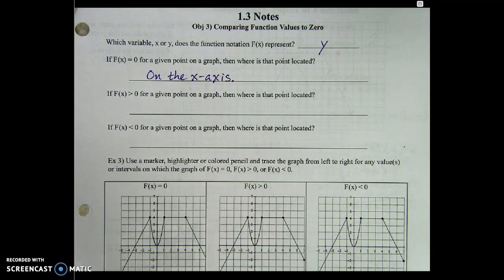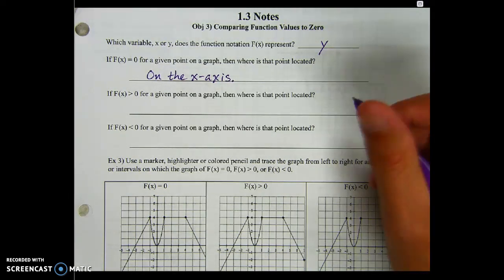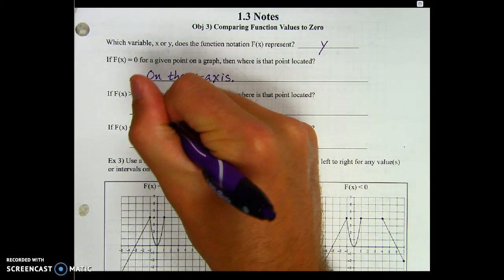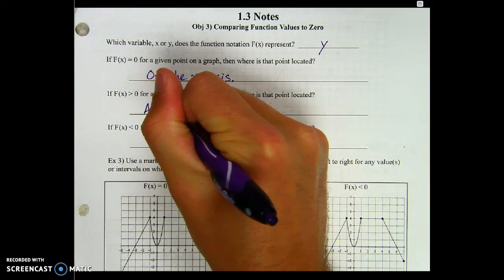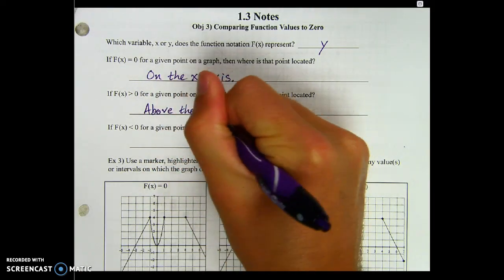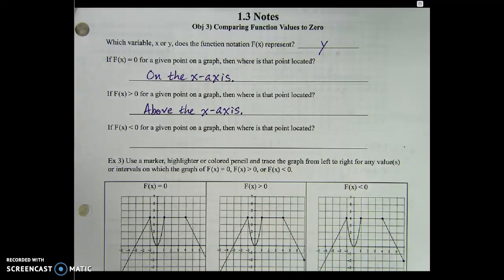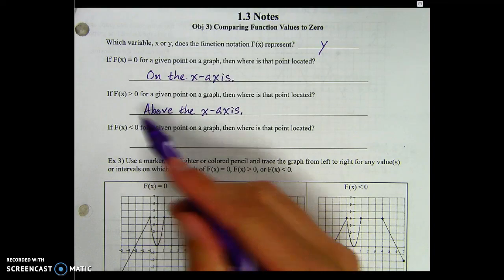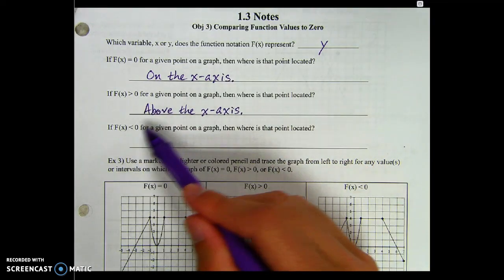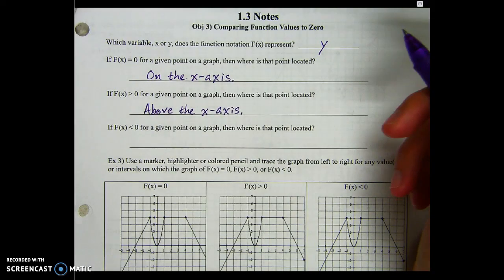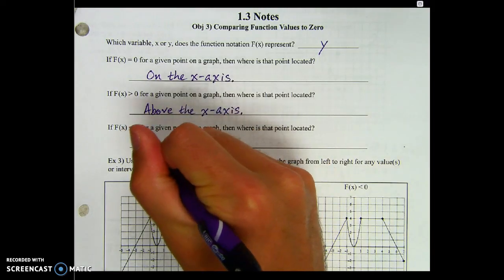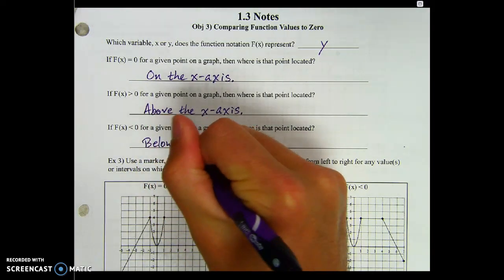If the output f of x is greater than 0 for a given point on a graph, then where is that point located? Well, it's simply going to be above the x-axis. And of course, if the above is true, then when the output f of x is less than 0 for a point on the graph, then that point is below the x-axis.